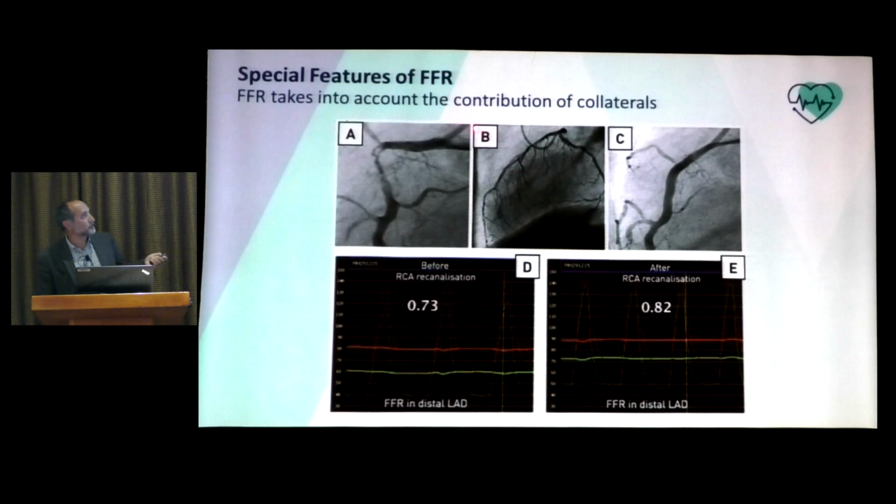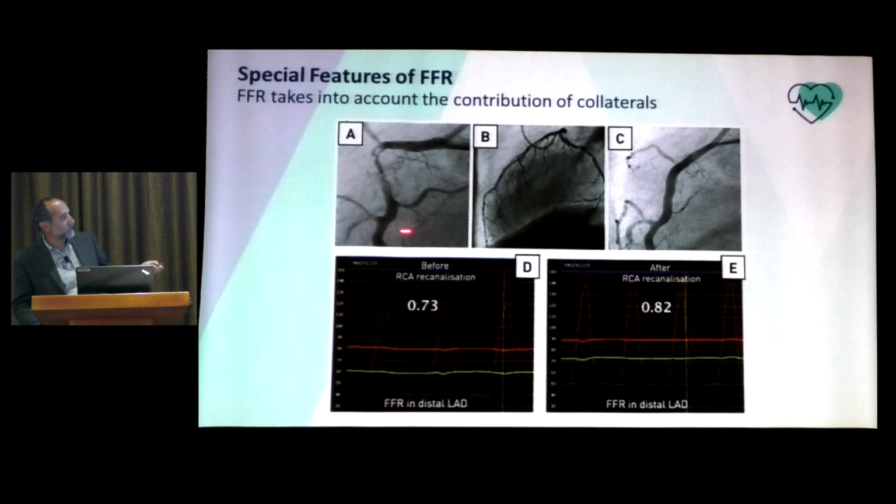Now, there are special features of FFR that we really need to pay attention to. It's not a simple technique that is straightforward. You always have to keep your brain open to certain caveats when you do this test. One of them is you have to know that FFR takes account of all the collateral circulation. It's counted for when you do FFR assessment.